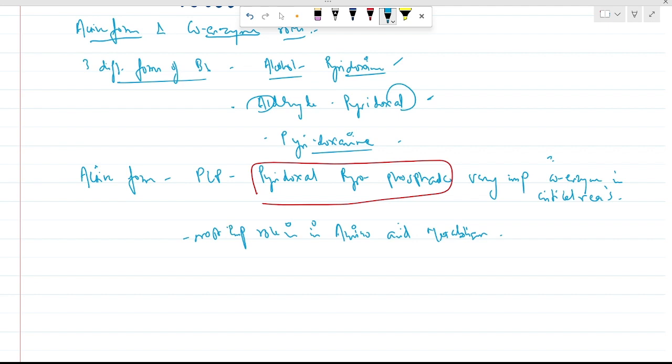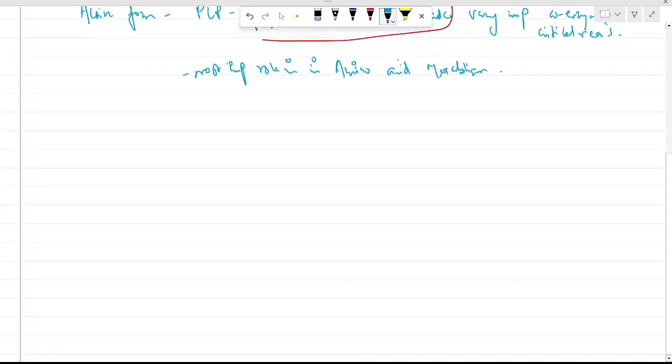So we are going to see some of its roles, and why PLP is considered one of the most important coenzyme forms. First we are going to see transamination. In transamination, there are two enzymes, ALT and AST.